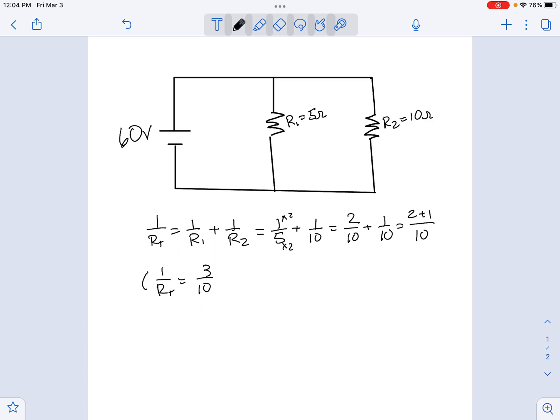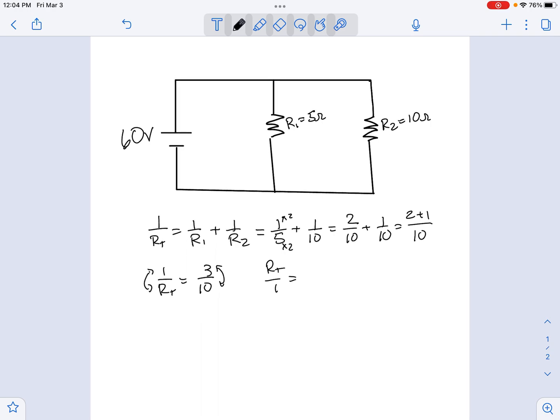So now we need to flip this side and flip this side to get RT over 1. RT over 1 is going to be 10 over 3, or you can say RT is equal to 10 over 3, which is really 3 1/3, but we're going to keep it in this format right here. Okay. It's a little bit messy, so I'm going to redo that. Okay, so here is our RT. We're going to put this up here. This is our total voltage, we have our total resistance, and so now we can find our total current.